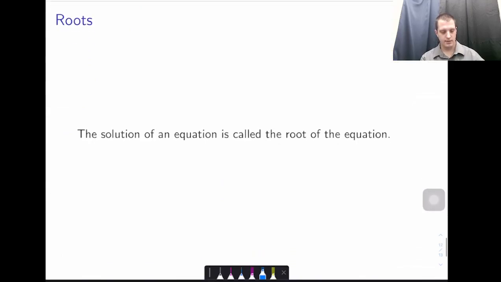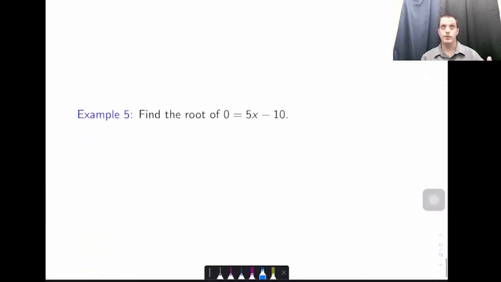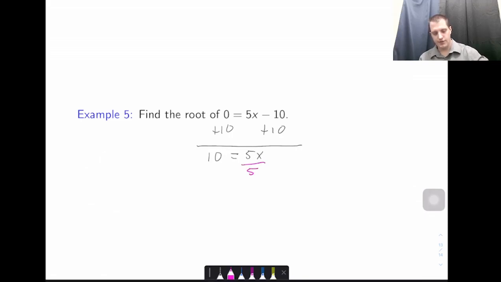All right. So here we go. Our y is a 0. So find the root of 0 equals 5x minus 10. All right, this will be pretty fast, and then we're done. So I'm going to add 10 to both sides. Get 10 is equal to 5x. Divide both sides by 5. And get x is equal to 2. That's our root. Or as an ordered pair, it would be 2, 0. That could also be an answer.